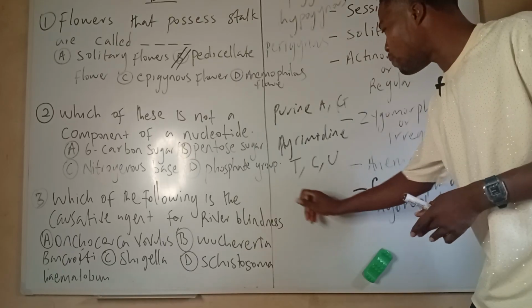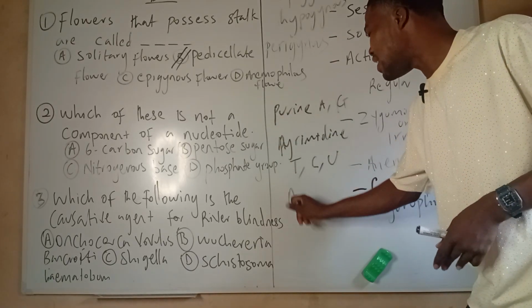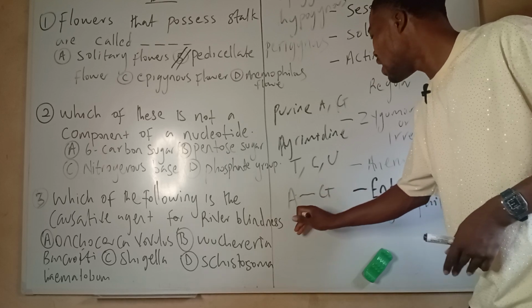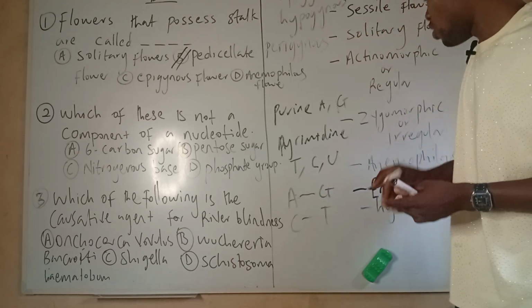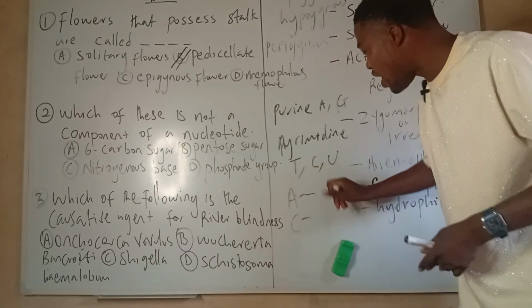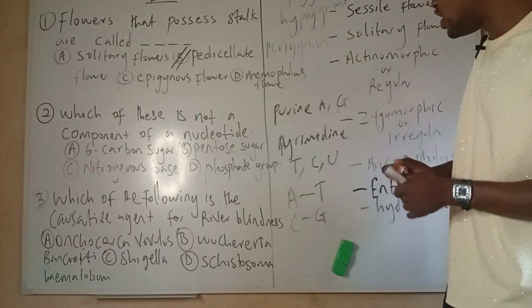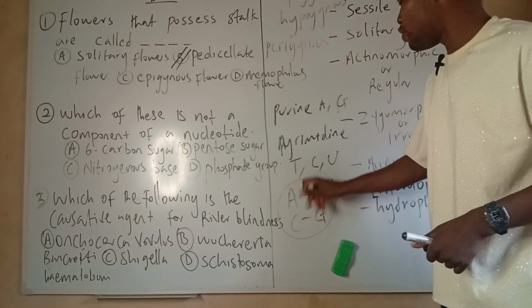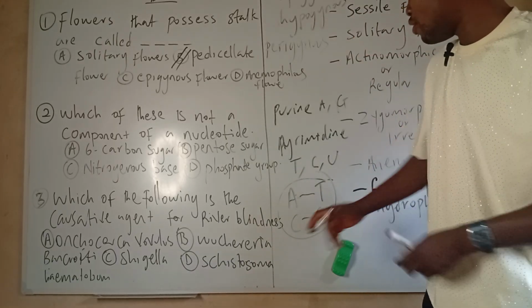And the base pairing: one purine pairs with one pyrimidine. So adenine will always bond with thymine, and guanine will always bond with cytosine. A-T, G-C, this is the base pairing. One purine must bond with a pyrimidine.